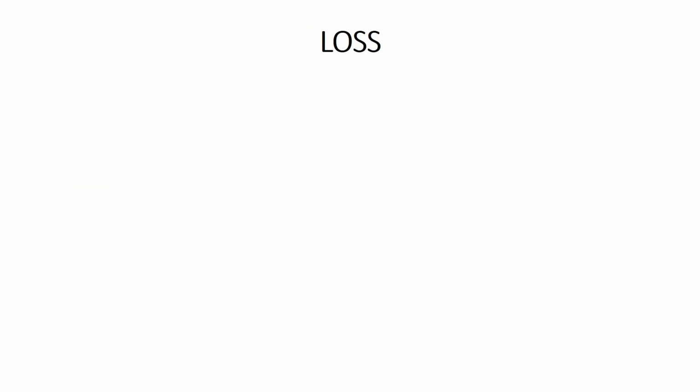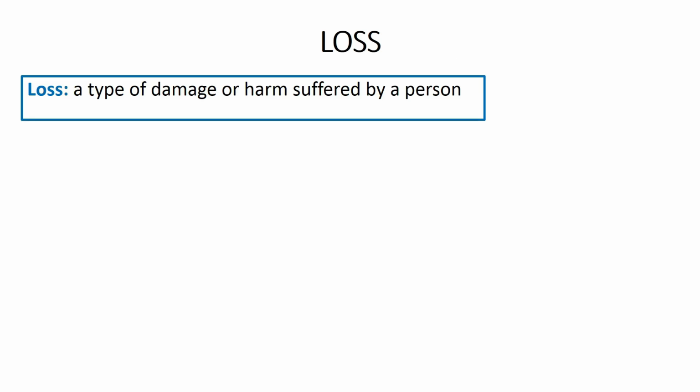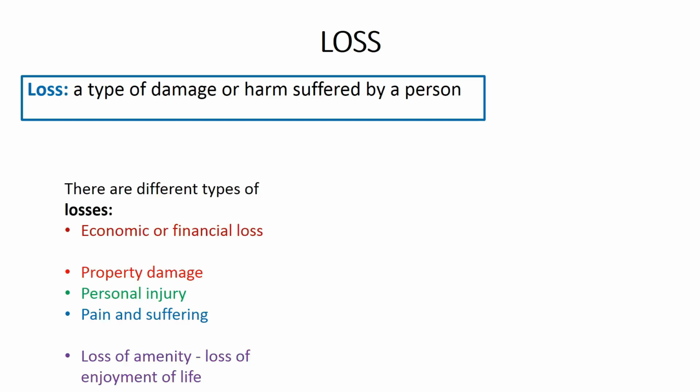As you might have guessed from our discussion on causation, another important concept in civil law is the concept of loss. Loss means a type of damage or harm that is suffered by a person. Look down the left-hand side of your vocabulary sheets, find the term loss and write this definition in there. There are a number of different types of losses that a plaintiff may suffer. I've listed some of these on the left-hand side of this slide.